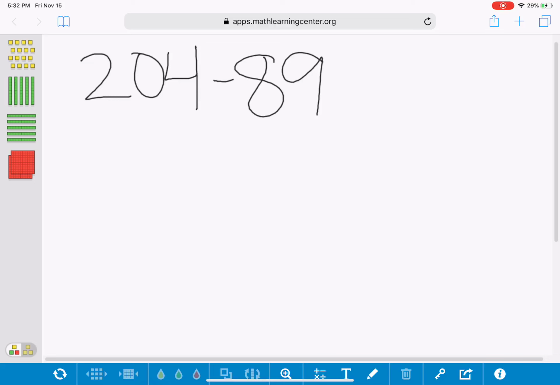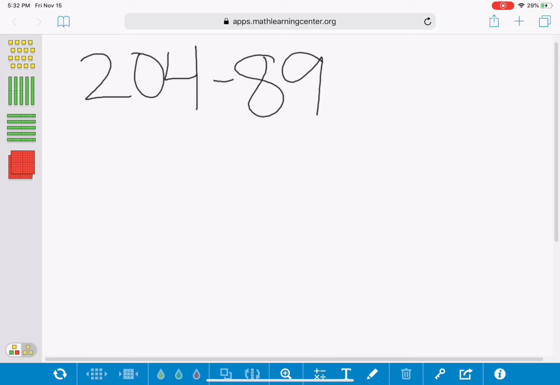NC.4.NBT.4, which is when they will add and subtract multi-digit whole numbers up to and including 100,000 using the standard algorithm with place value understanding. So, elementary students solve subtraction problems in multiple ways depending on their grade level. Today I will show you 3 of these strategies for solving the problem 204 minus 89.